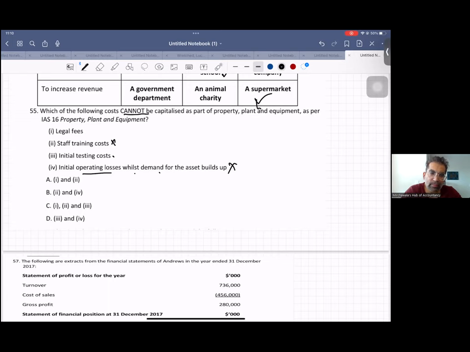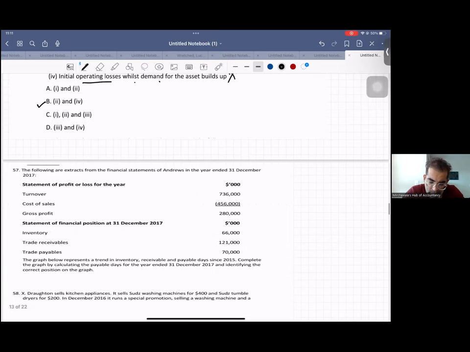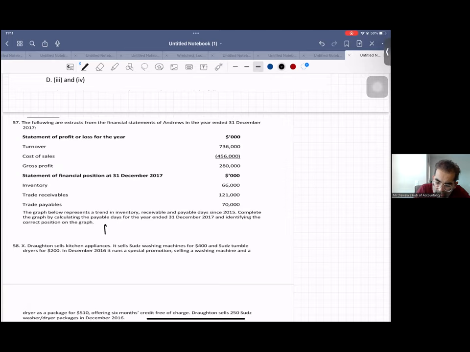So for question number 55, the answer is B. Now in this question, the requirement is not written, but I know the requirement. It's payable days. You need to calculate payable days. It's again a very simple question. Time pass. Payable days.